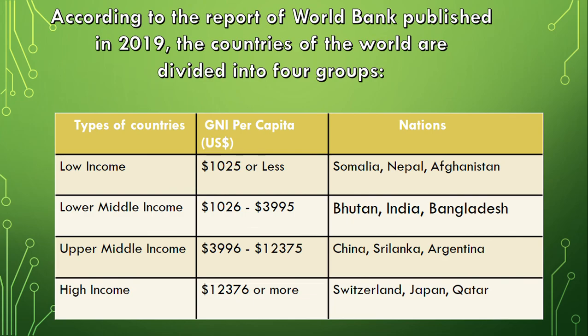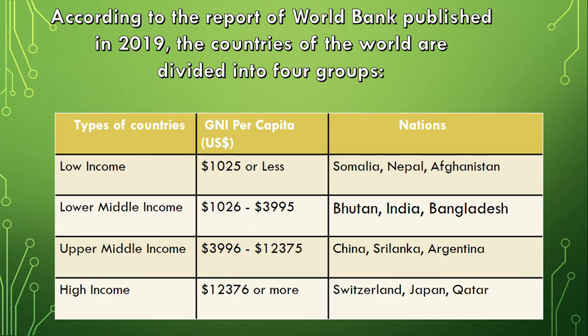In the same way, let us look at the second category: lower middle income countries. The countries whose GNI per capita income is more than 1026 US dollar and less than 3995 US dollar are regarded as lower middle income countries. Bhutan, India, Bangladesh are a few of the countries which fall under lower middle income countries these days.